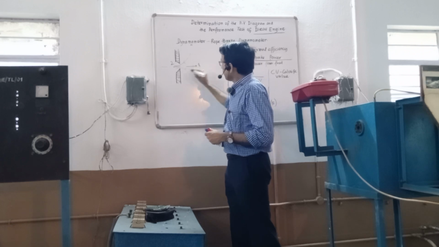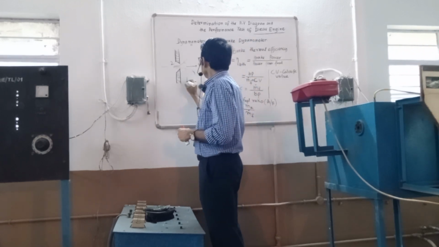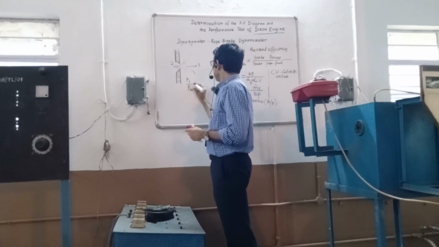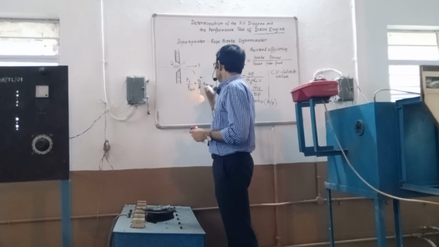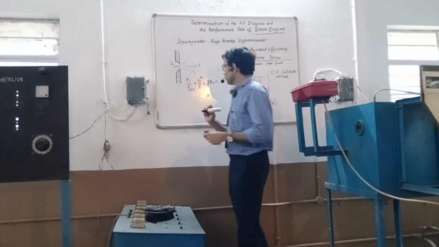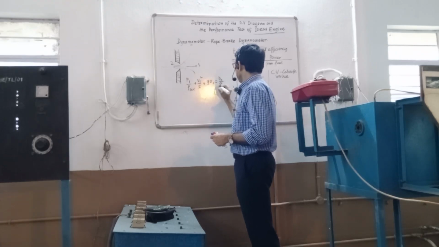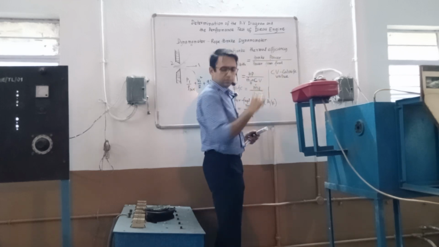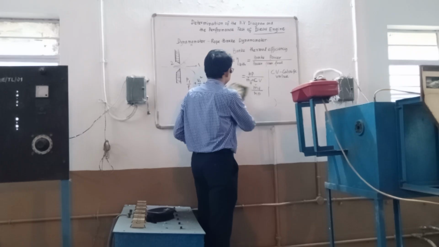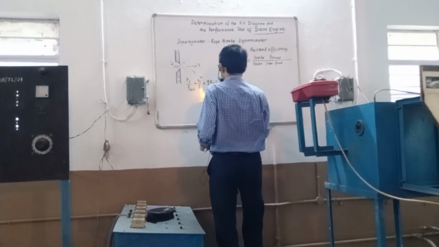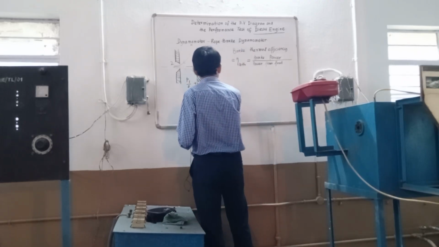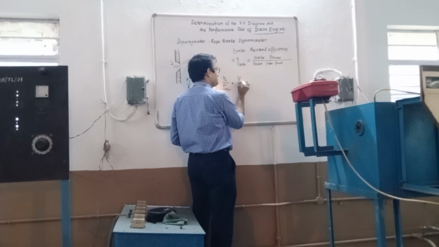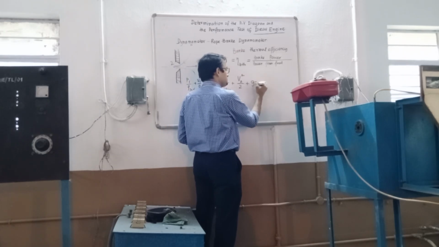Now between 1 and 2, if I write the Bernoulli equation, it will be P1 by rho, rho of air, plus V1 square by 2 plus g Z1 is equal to P2 by rho air plus V2 square by 2 plus g Z2.